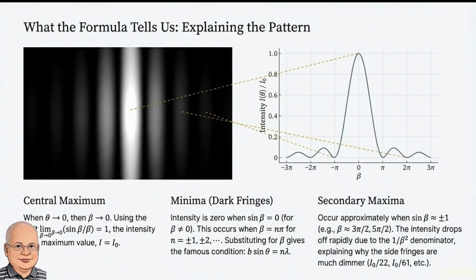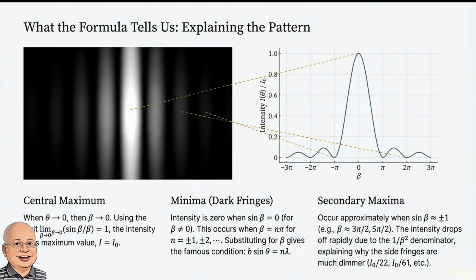Now, according to that, we will get a central maximum when theta is equal to 0. Because beta is equal to 0, we use the limit beta goes to 0, sin beta by beta is equal to 1. The intensity is at its maximum value, or I is equal to I0. Then we get minima or dark fringes. Intensity is 0 where sin beta is equal to 0, for beta not equal to 0. This will occur when beta is equal to n pi, for n equal to plus or minus 1, plus or minus 2, etc., but n is not equal to 0.